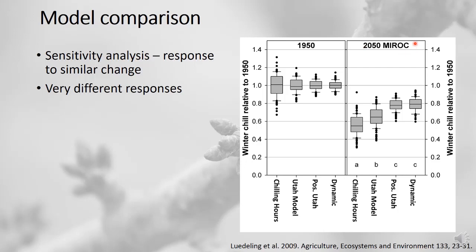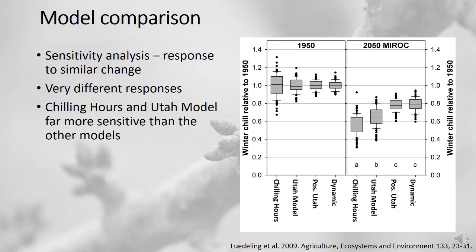that we may be interested in the context of climate change. We see that these models respond very differently. We see declines in all models, so all of these are below 1 for the future scenario. That's probably what we expected, because as it gets warmer, of course, it gets less chilly. But we see that the dynamic model and the positive Utah model only show a decline of about 20% in chill accumulation, whereas the Utah model and especially the chilling hours are much more sensitive. So chilling hours and Utah models are far more sensitive than the other models.